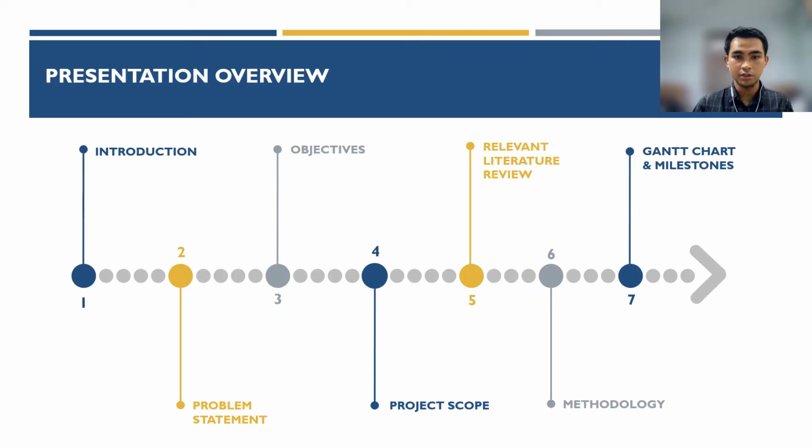For this presentation, I will cover seven subtopics. The first one is the introduction of the project. The second is the problem statement, hypothesis, and research question. The third is the project objective that I would like to achieve throughout the project. Then we will discuss the project scope and the relevant literature review. Lastly, the methodology, meaning the planning of the project, including the key milestones.